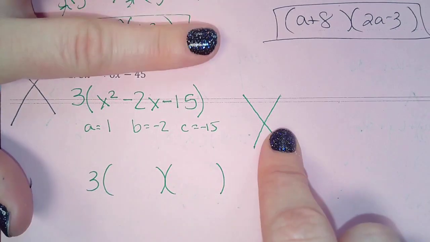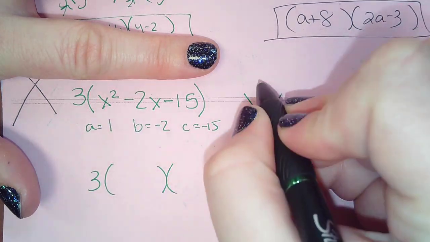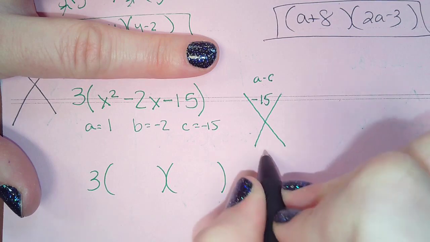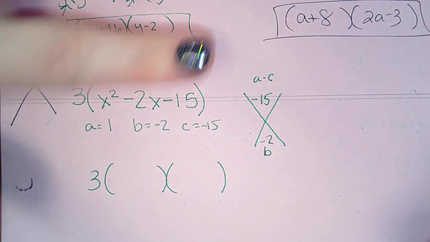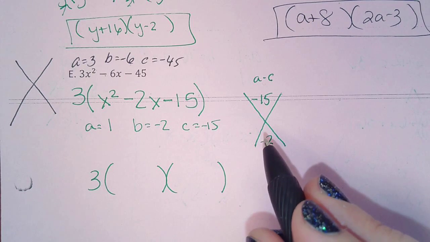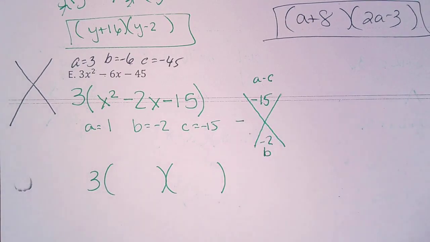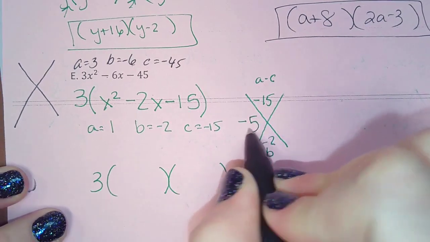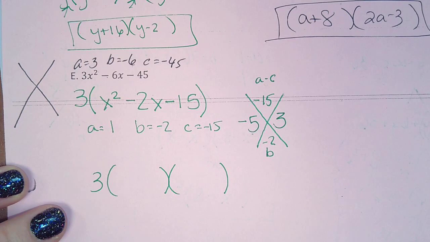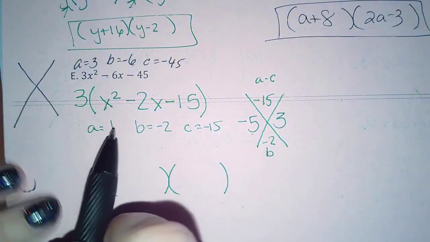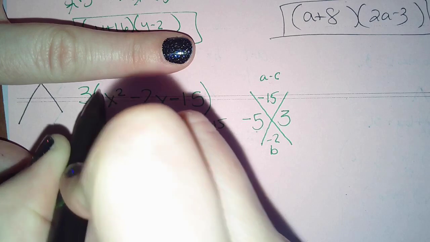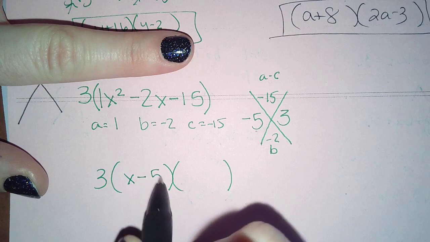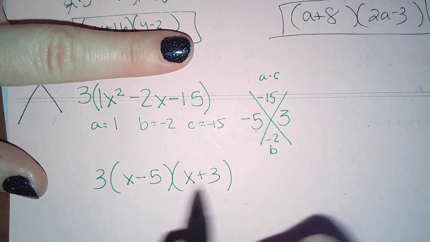Now let's build our x using these new numbers. So a times c, 1 times negative 15 is negative 15. At the bottom, b, negative 2. Two numbers that multiply to negative 15 means one of them is negative. They add to a negative 2, that means the bigger one's negative. So negative 5 and positive 3. So because my first term is now 1, I can say, okay, this is x, and it's negative 5, so x minus 5, positive 3, so x plus 3.